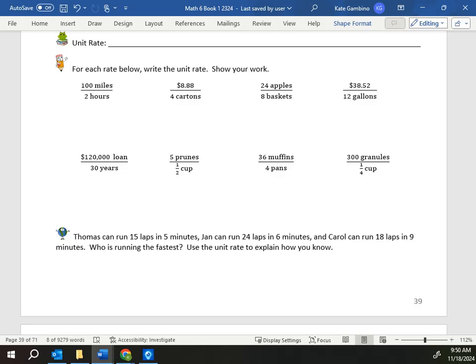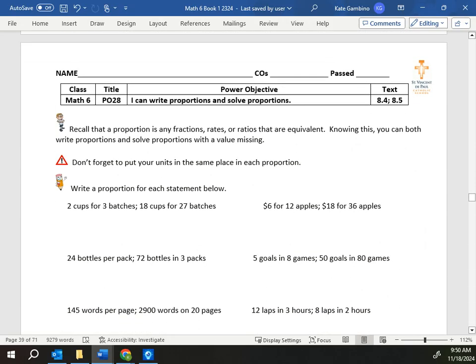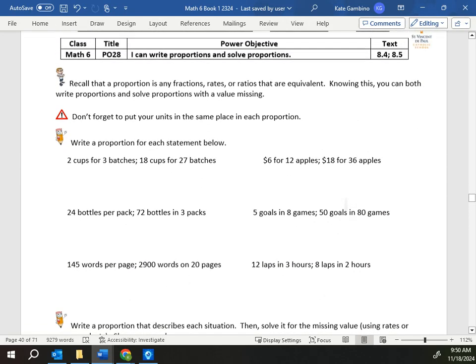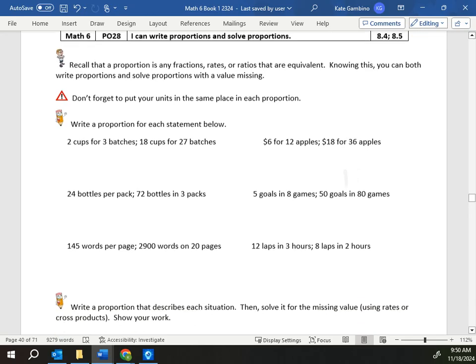Any questions on the rates and unit rates? Make sure you label. If muffins are on top here, we have to have muffins on top. If pans are on the bottom, we have to have pans on the bottom. So label and make sure that you are doing it correctly. Same thing with proportions for CO28. Label it.